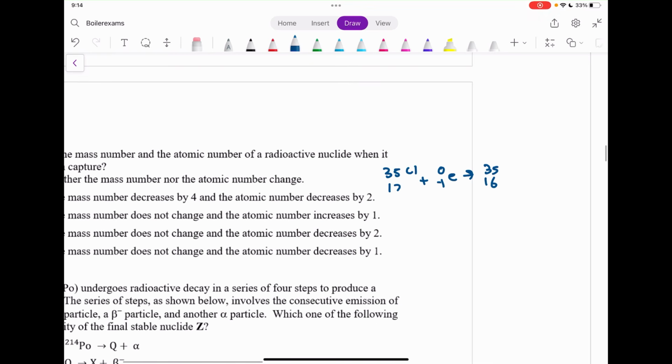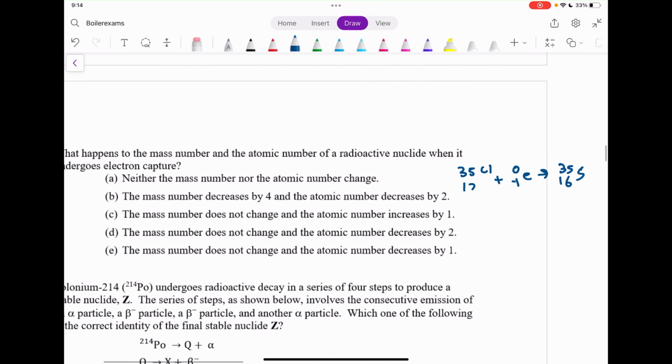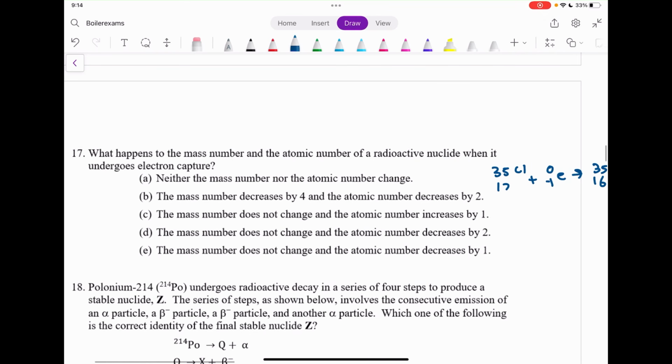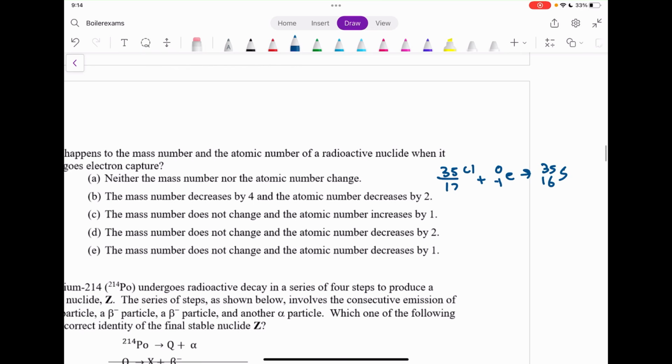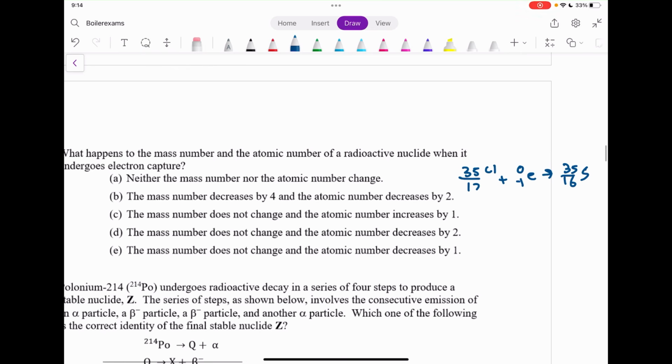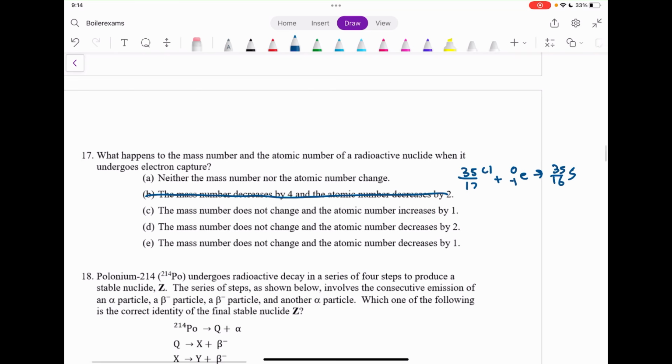Okay, so this is just an example of a change. The mass number did not change. We had 35 before, we have 35 after. So mass number decrease, that's not right. Okay, so that does not help us too much. The atomic number did change, so A is not true. Yeah, the atomic number decreased by 1, so we just know it's E.